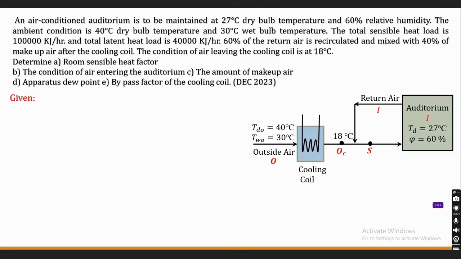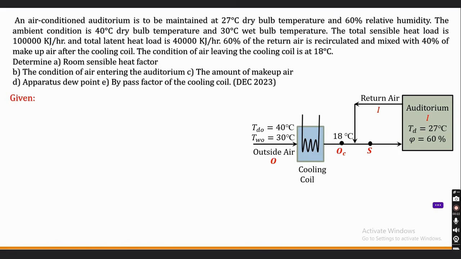Hello students, let us solve one problem on the load calculations and psychrometric processes. The question: an air conditioned auditorium is to be maintained at 27 degrees Celsius DBT and 60% relative humidity. The ambient condition is 40 degrees Celsius DBT and 30 degrees Celsius WBT.